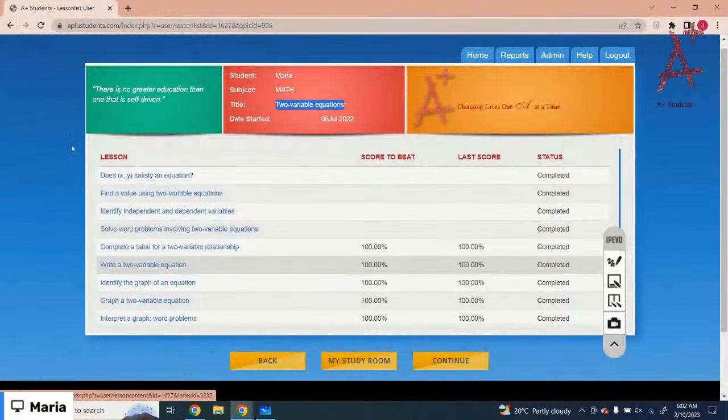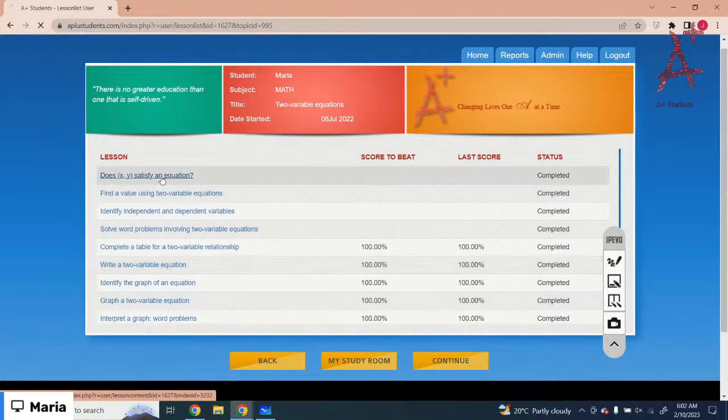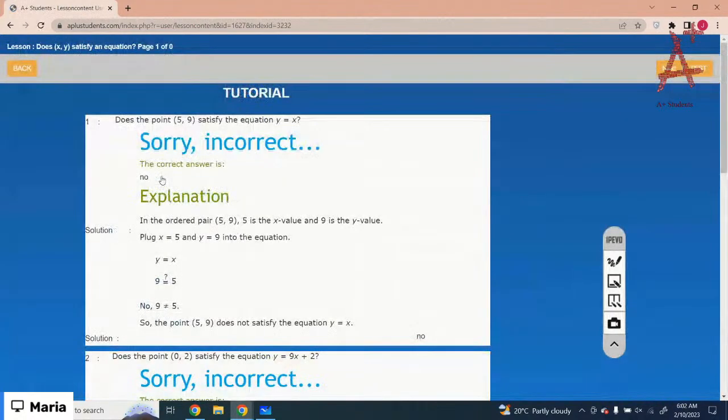Okay, here I'm on grade 6 maths. The chapter name is two variable equations. Start with the first lesson, does xy satisfy an equation? So let's start with the first example. Does (5, 9) satisfy the equation y equals x?